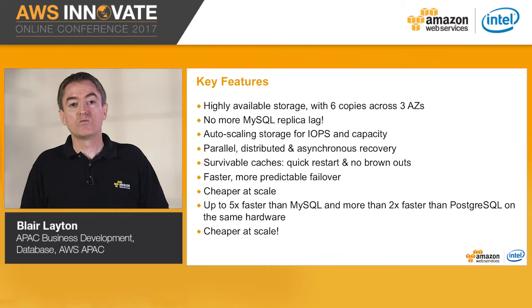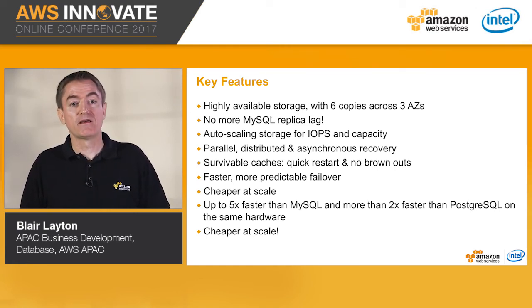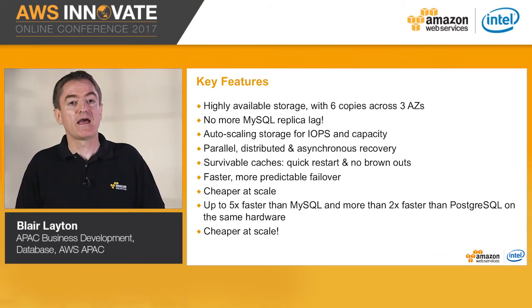With Aurora, you only need one set of storage and a read replica for failover, and it can be significantly cheaper than RDS MySQL at scale. When you take into account that Aurora is also faster than MySQL, it is common for customers to find that they can halve the instance size, and then Aurora becomes even cheaper.